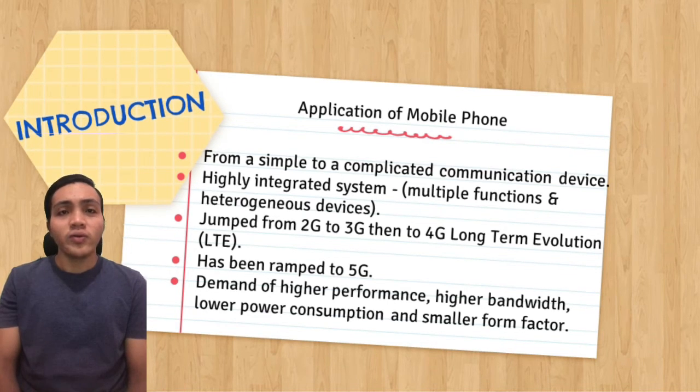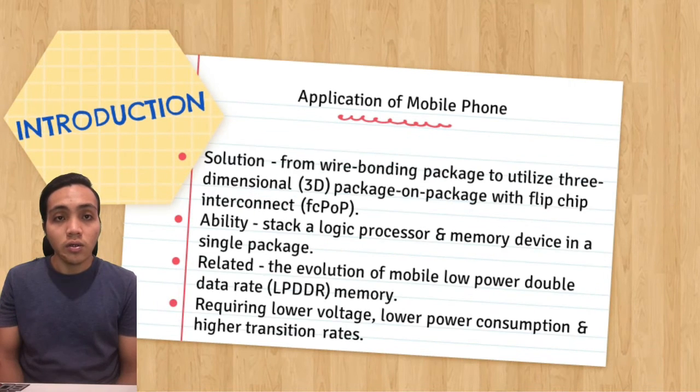Moving forward with this trend, packaging semiconductor devices for mobile electronics is more challenging than ever before, as the demand for higher performance, higher bandwidth, low power consumption, and smaller form factor is increasingly required in portable mobile devices. So the standard flip chip package is not able to meet these requirements. The solution is to move from the wire bonding package to the 3-dimensional or 3D package-on-package solution with flip chip interconnection, known as FC-PoP, which has been widely utilized to successfully achieve these goals.